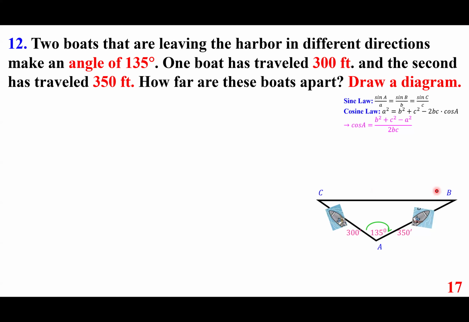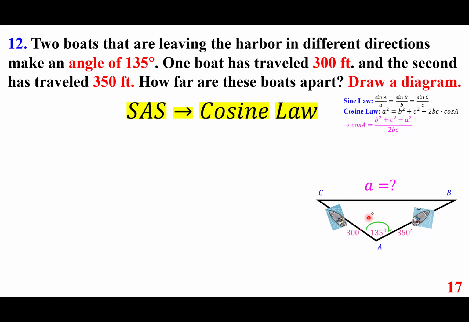That means find BC or opposite A, lowercase a. That's the meaning of it. Again, we have two sides, these are the numbers, and the included angle. We are going to go with the cosine law. A squared is B squared plus C squared minus 2BC cosine A.